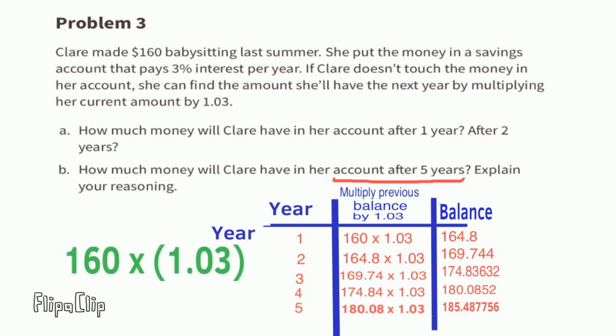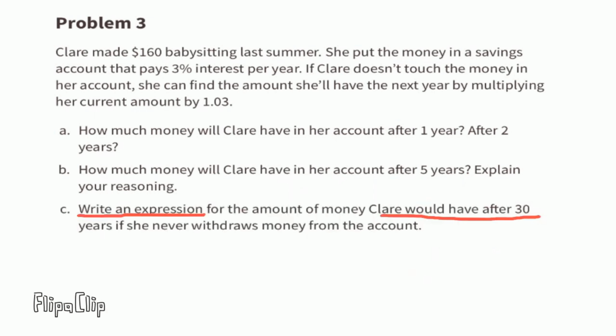This can also be done by multiplying 160 times 1.03 to the power of the number of years. So for example, if we put an x to represent the number of years, it would be 160 times 1.03 to the power of x. Simply substitute the x with the number of years. We'll use this strategy for C.